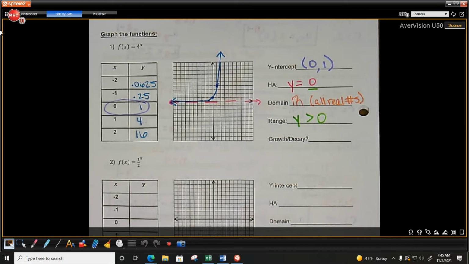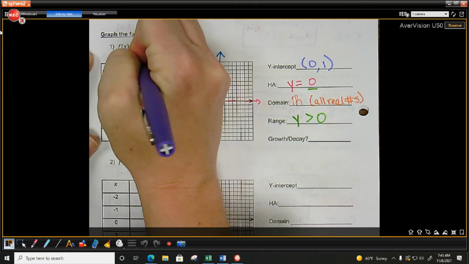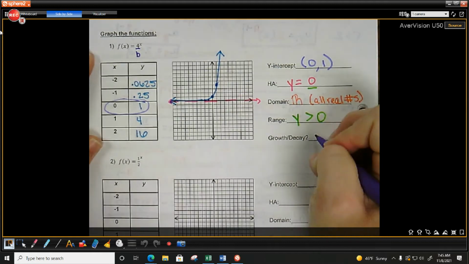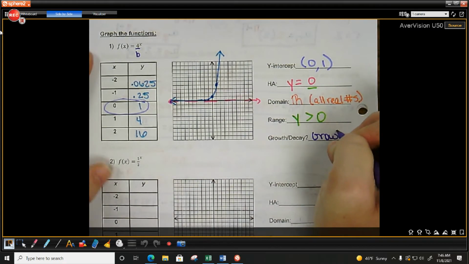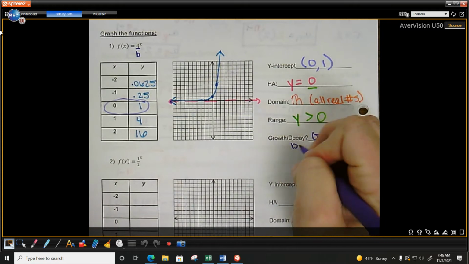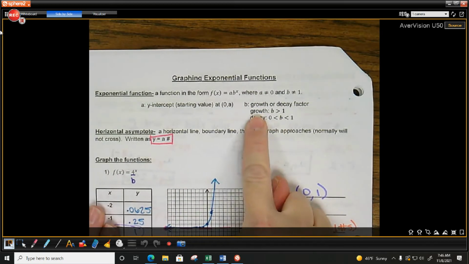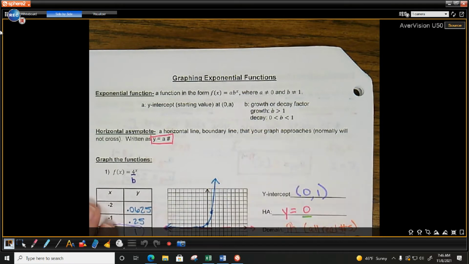Okay, so whatever is being raised to the x is your b value. So this is my b. 4 is being raised to the x power. Is 4 bigger or smaller than 1? So am I growing or decaying? So this is exponential growth, and it's because b is equal to 4. So remember what we set up here. If b is bigger than 1, you're growing. If b is between 0 and 1, you are decaying. So since b is 4, we are growing.